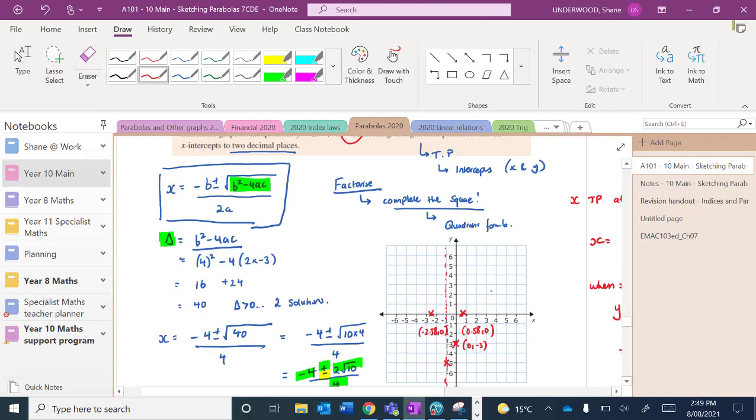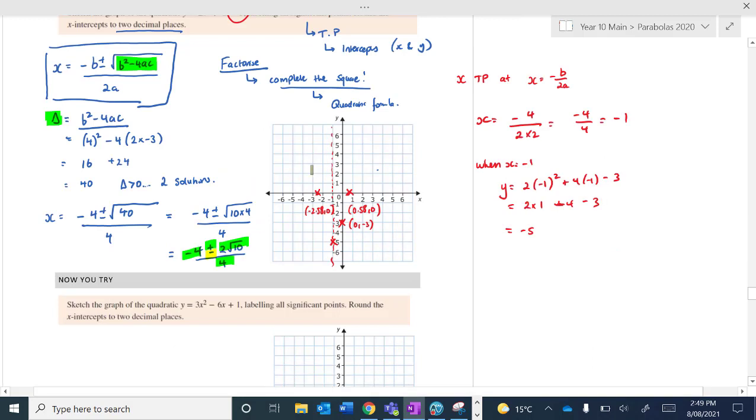And now let's trace all of the points together. It comes through here, comes down here at approximately negative 2.58. It turns about here, and goes through the y-intercept of 0, minus 3. Look at that. Isn't that just fantastic? And we've got x equals minus 1 and y equal to minus 5 as our turning point. We've got all our points labelled: our turning point, our 2 intercepts correct to 2 decimal places, and our y-intercept.